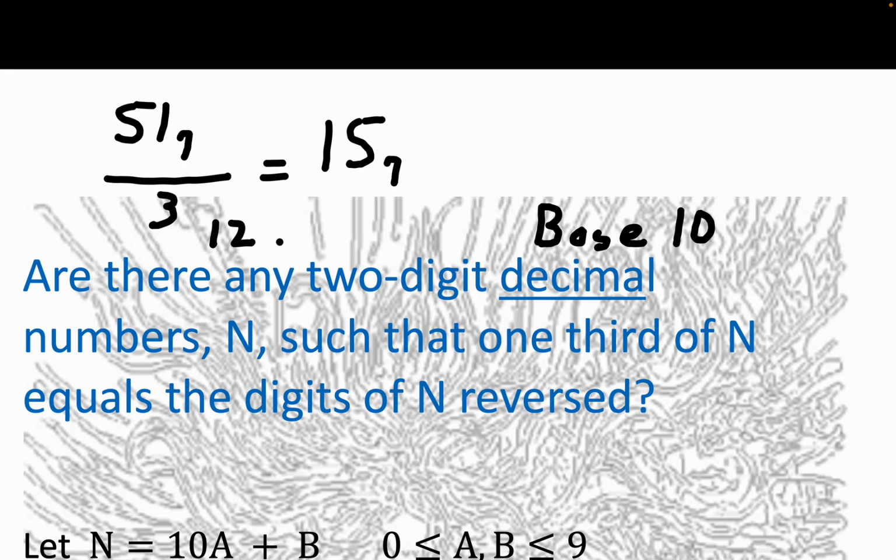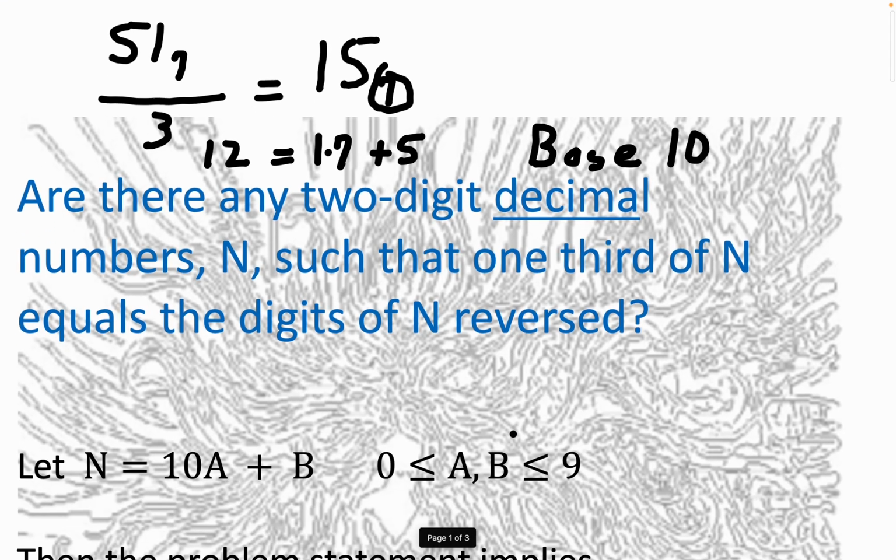But notice that this is equal to, and I'll write this for emphasis, 1 times 7, the base 7 digit right there, plus 5. So you see this is definitely an example of where the problem statement is true in base 7. So it can happen. It happened in base 7. So the question is, are there any two-digit decimal numbers n such that 1/3 of n equals the digits of n reversed? So let's go down.